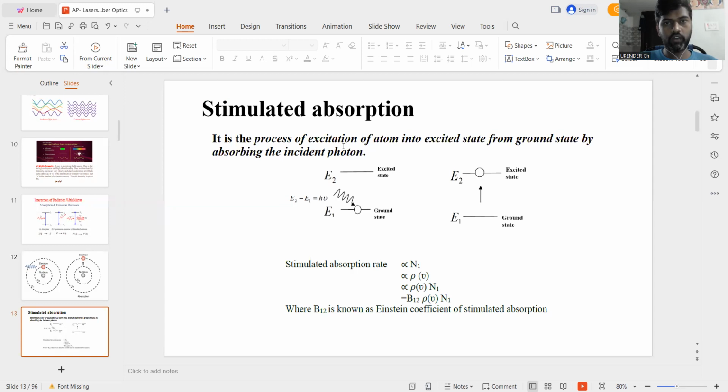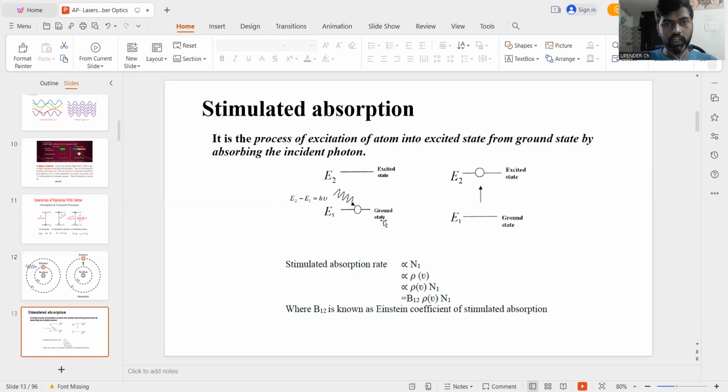It is a process of excitation of atom into the excited state from the ground state by absorbing the incident photon. This is called as absorption process. This is called as induced absorption process. Because of the external stimulation, the absorption process is taking place. The atom is excited into the excited state. It's not going by itself, but it is because of the external photon, it is going to the excited state. This is called as stimulated absorption process. We are giving the external stimulation to the atom.